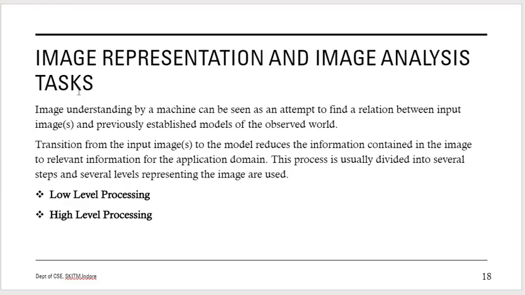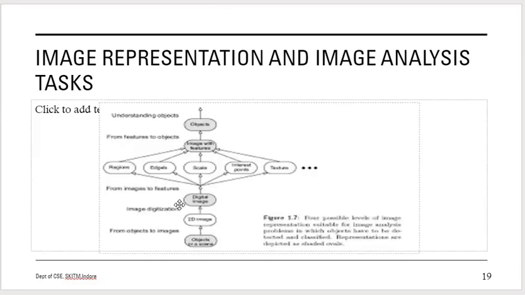Next is image representation and the image analysis task. Image understanding by a machine can be seen as an attempt to find the relation between the input image and a previously established model of the observed image. So we are using 2 different levels. The first one is low level processing, the second one is high level processing. In low level processing we have the image of the object, and we have the 2D image or the raw data.